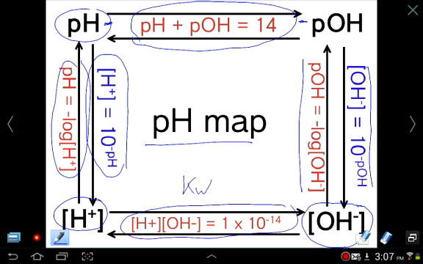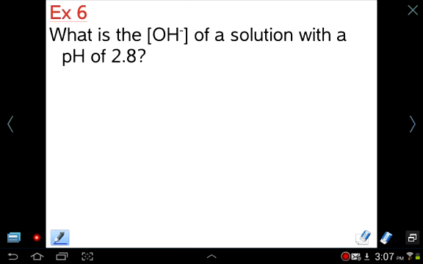So we're going to finish up with a calculation using this pH map. We're asking, what is the hydroxide ion concentration in a solution that has a pH of 2.8? Do you think this is an acidic or a basic solution? Because the pH is low, below 7, this is definitely acidic.